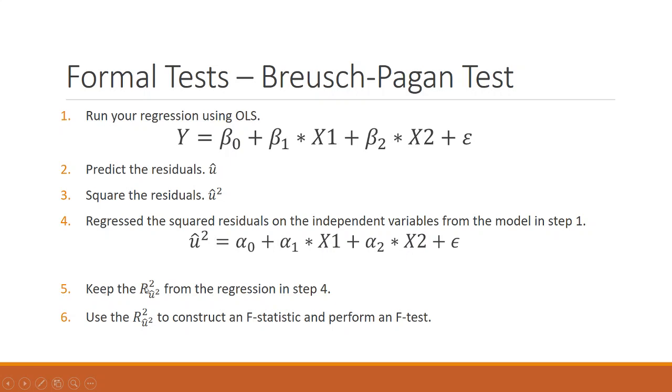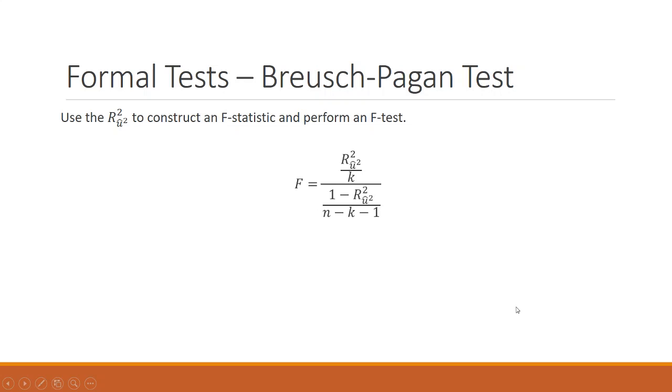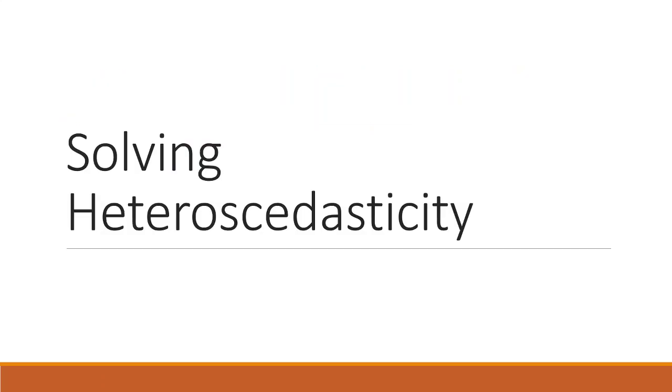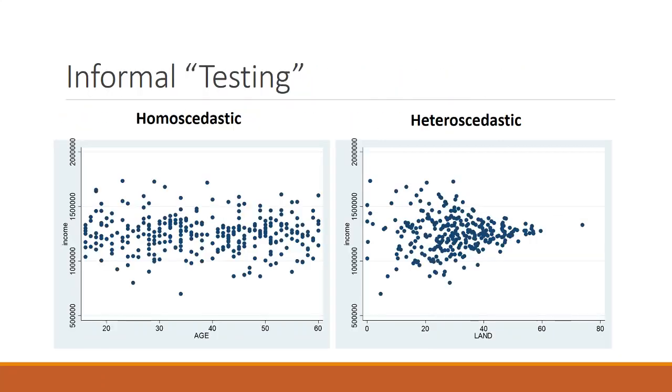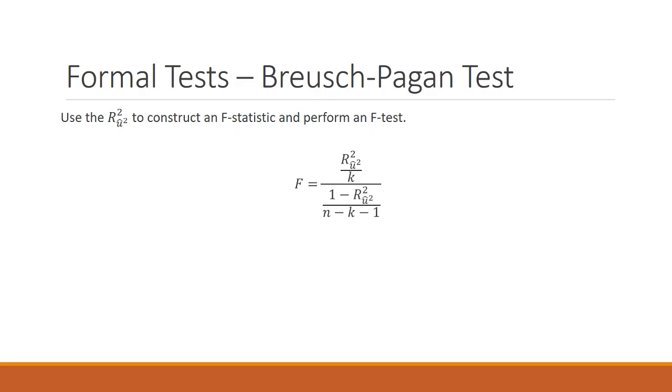We keep the r squared from the regression in step 4. All right, and then we use that r squared to construct an F statistic and perform an F test. And so this would be our F statistic, and then we will go and look this up on an F table. You should be prepared to do this in classwork. We just plug our r squared into this formula for an F statistic, and then we look it up on an F table. All right, so those are two tests. We'll do a little bit more of this when we get into the data set.